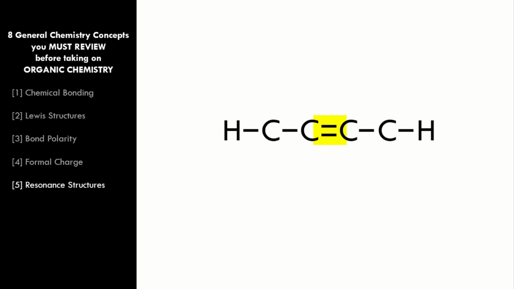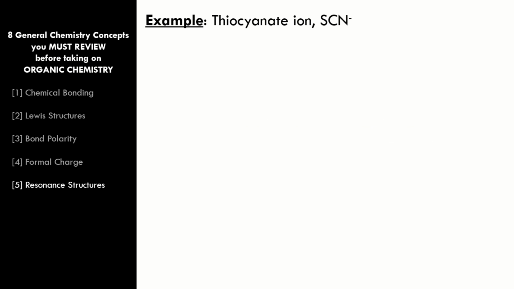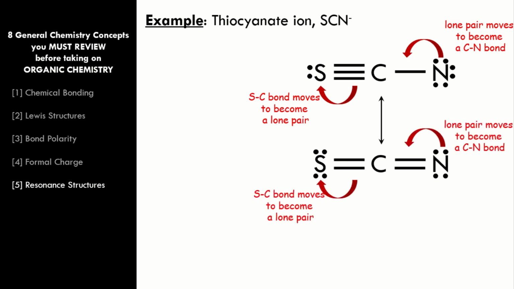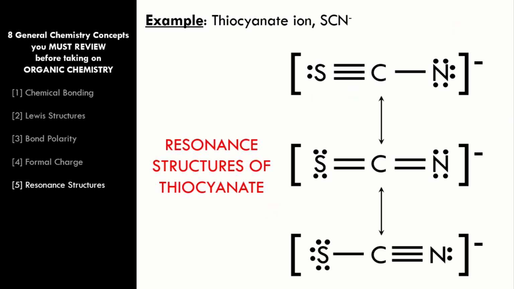In some cases, this overcrowding of charges can be relieved by resonance. Take the thiocyanate ion for instance. The electrons can move around the sulfur, carbon, and nitrogen atoms in this manner such that the charges are more spread out within the molecule.